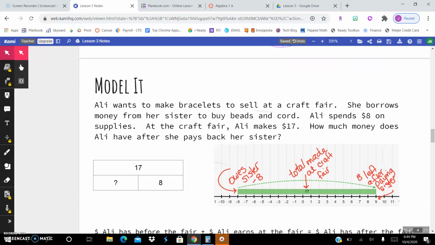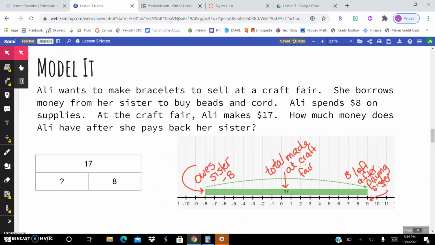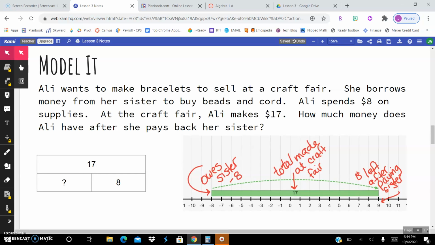All right, now to model it and show it in a picture here. Allie wants to make bracelets to sell at a craft fair. She borrows money from her sister to buy beads and cord. Allie spends $8 on supplies. At the craft fair, Allie makes $17. How much money does Allie have after she pays back her sister? So 2 different charts here.